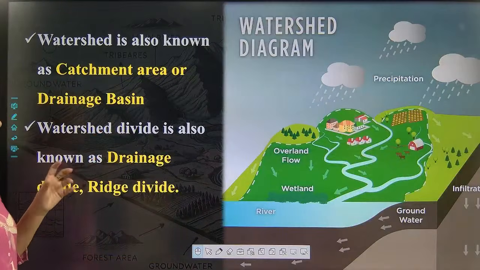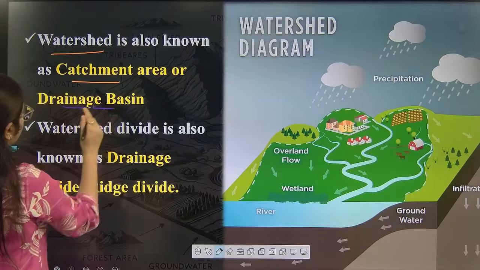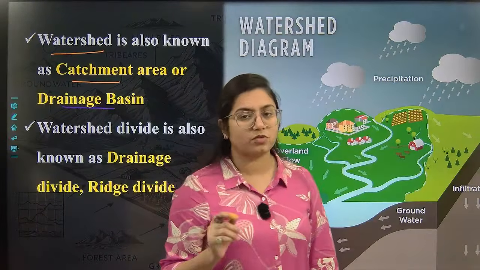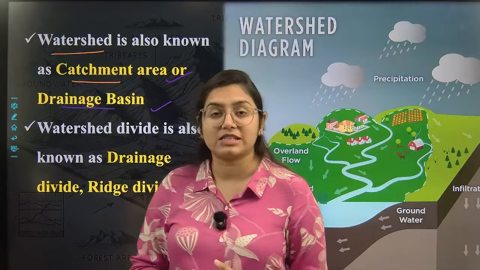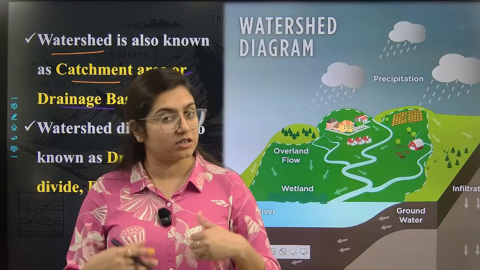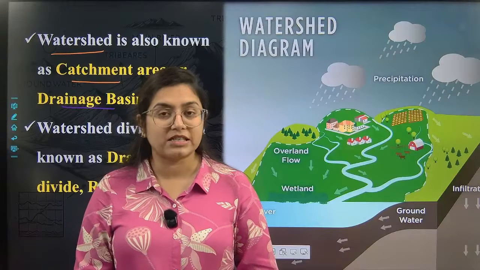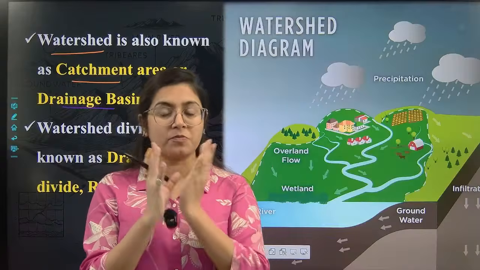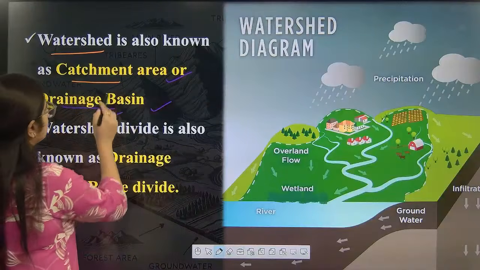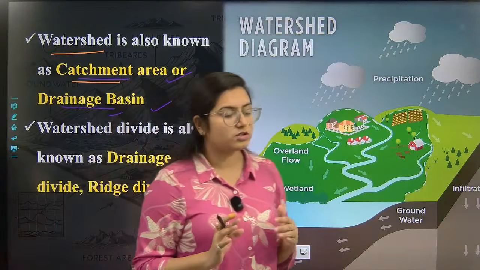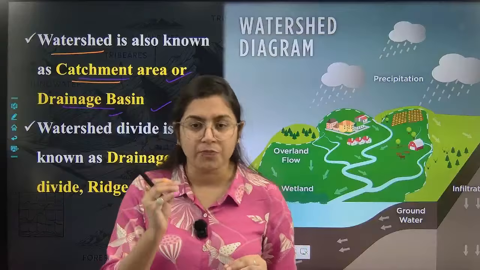Now, other names for the watershed. Watershed is also known as the catchment area or the drainage basin. What is the meaning of drainage basin? Drainage means the removal of excess water. And basin is something that holds or collects the water. From here, we name it drainage basin, and similarly the meaning of catchment area is exactly the same. It is a common point which serves as an outlet for different streams of water.